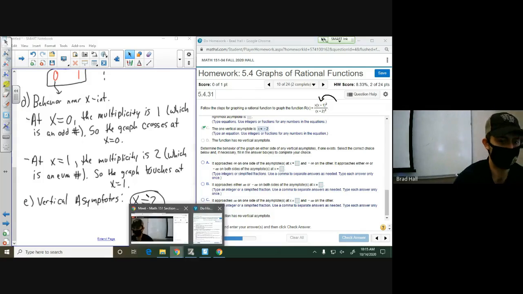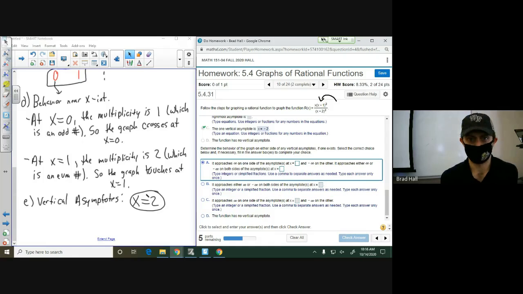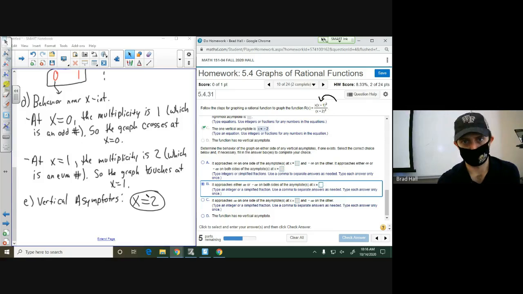And from here, it wants us to determine which one of these options will fit for the one vertical asymptote that we found. Well, obviously it can't be A because it has two blanks to imply that there's more than one vertical asymptote. So it's got to be one of these two. Part B says on the left and the right side, do they both go to infinity or negative infinity? And then part C says that they alternate. One goes up and one goes down.